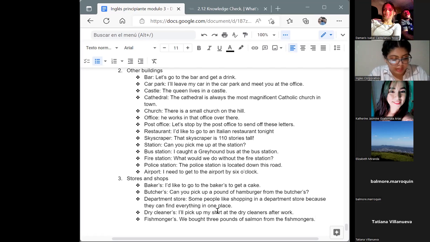Rims. Okay, then we have the greengrocers. Greengrocer es donde nosotros podemos comprar las verduras. Le podríamos llamar verdulería or something like that. Greengrocers. And we have the example: The greengrocers have some lovely celery now.